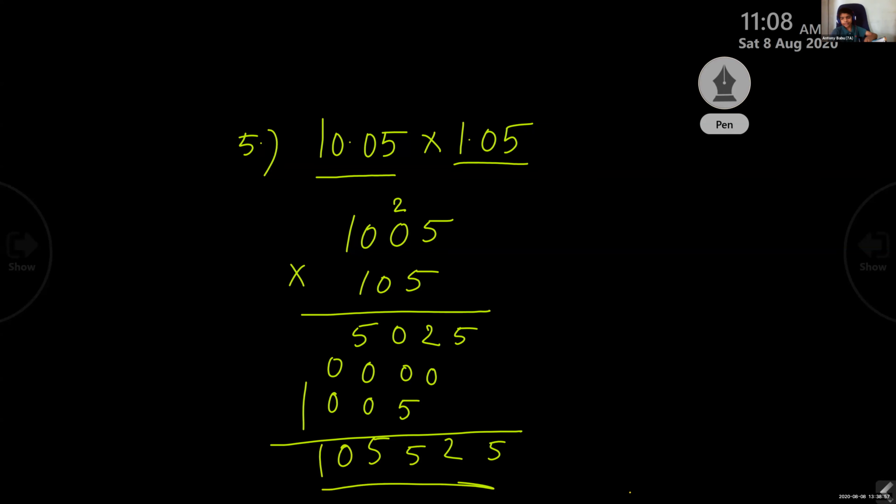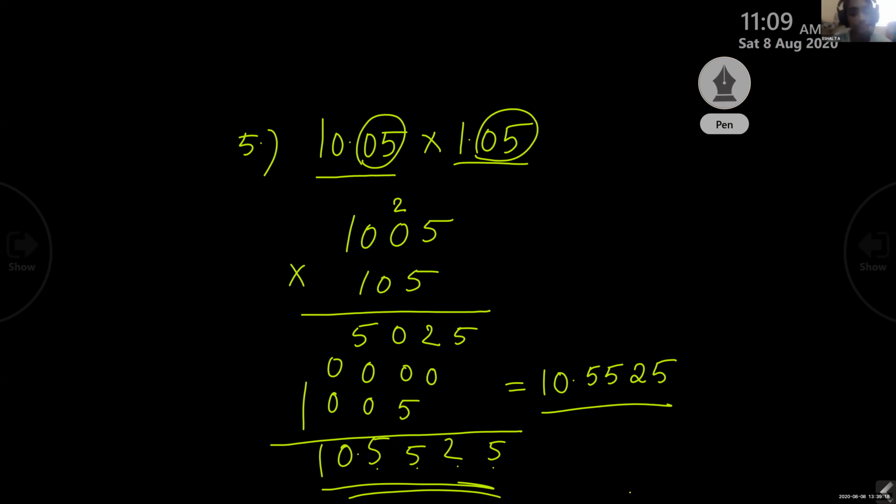Now, how many decimal places here? It is 2. Here also 2. So 2 plus 2, 4 decimal places should be there after the decimal point. So 1, 2, 3, 4, isn't it? So the decimal answer will be 10.5525. Is it clear, children?